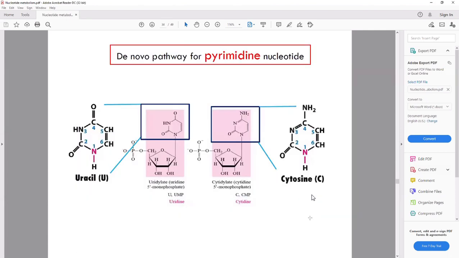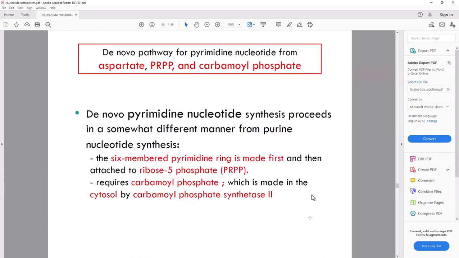Okay, so now we go to the de novo pathway of pyrimidine nucleotide. We have 3 pyrimidine nucleotides. We have cytosine, we have thymine, and also we have uracil. Uracil, cytosine, and also thymine.